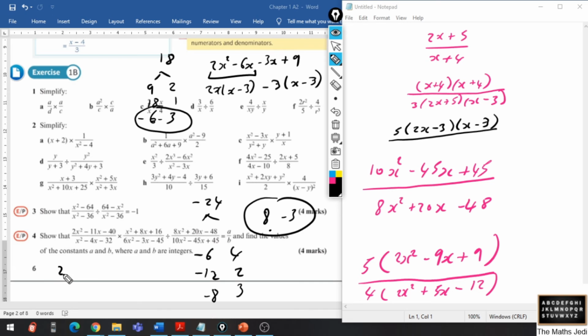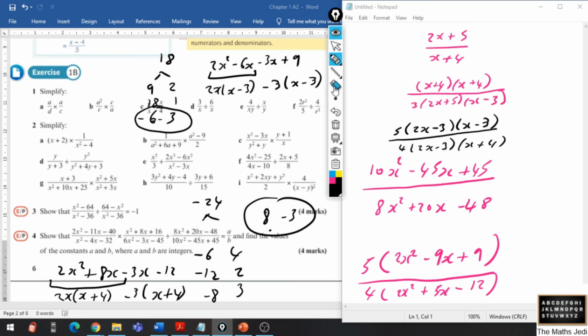So again, in factorising the bottom, we have 2x squared plus 8x minus 3x minus 12. We factorise the first pair, take out 2x as common, factorise the second pair, take out 3x as common, and we have 2x minus 3, x plus 4. Okay, so I've factorised all the sums there.